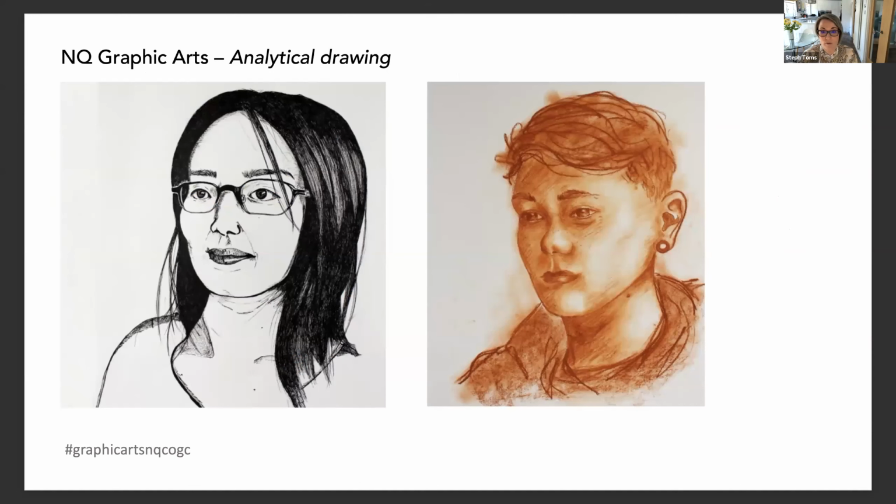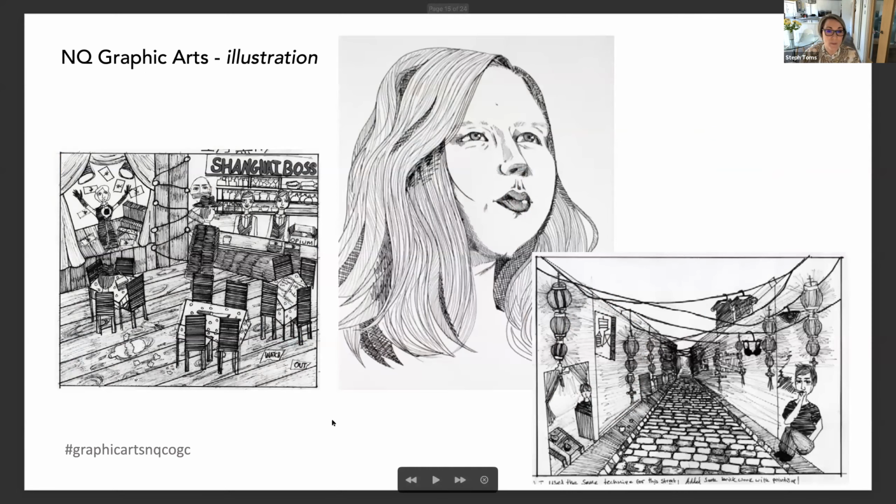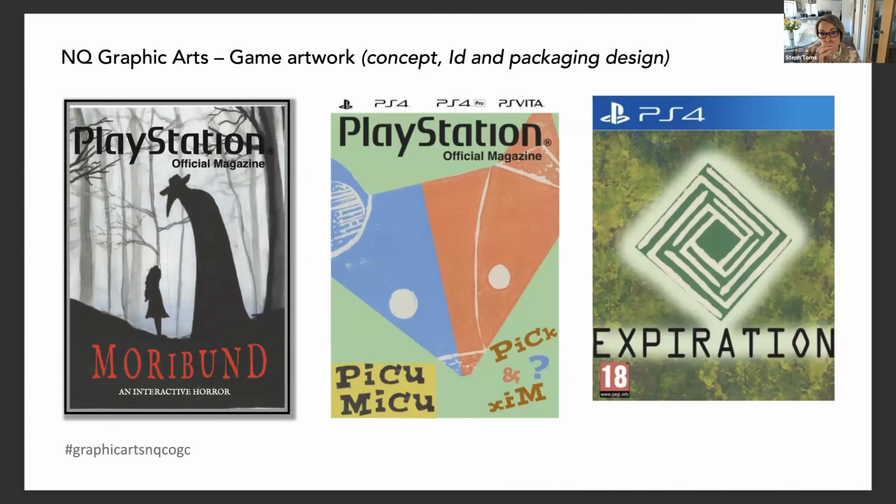So there's a couple of lovely examples of analytical drawing that was undertaken on the NQ course. The students usually hate doing self-portraits at the beginning, but as their confidence builds and they get better, they produce some amazing work. Here's some illustration examples for the NQs, and they do a project creating kind of game artwork for a PlayStation game. So this is some examples of that.